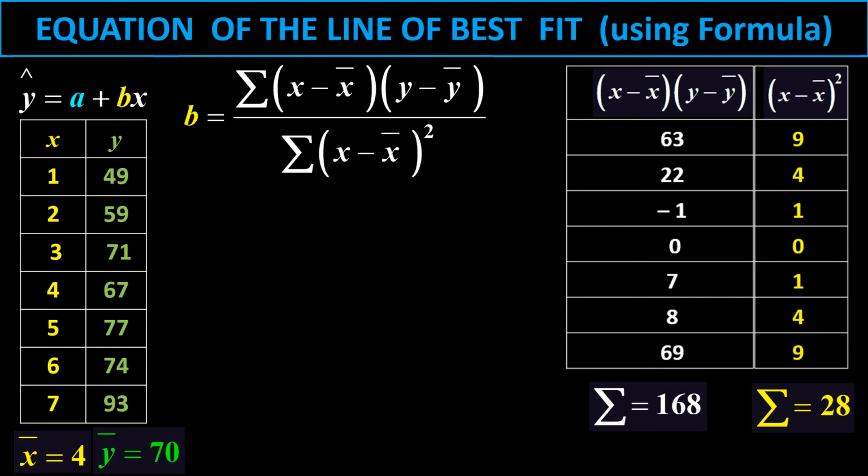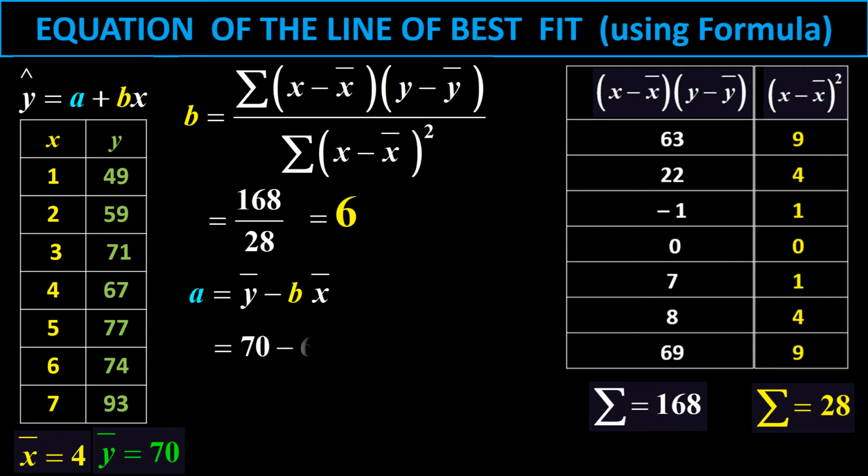Okay, so let's see. For the numerator, I need the sum of the product, which is 168, and for the denominator, I need the sum of the squares. So that's 168 over 28. That's quite an easy calculation. It goes in there exactly 6. Okay. Then to work out the a, we're going to use this formula here. I have to substitute the mean for the y values, which in this case is 70, minus the b, which is 6. 6 times 4, and if we subtract that there, we get 46.